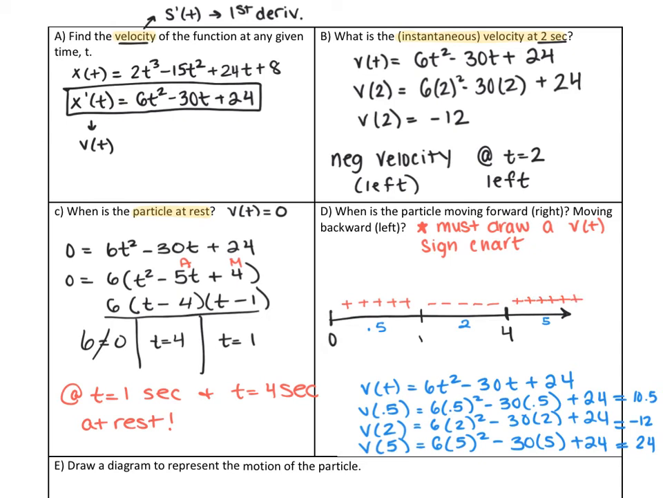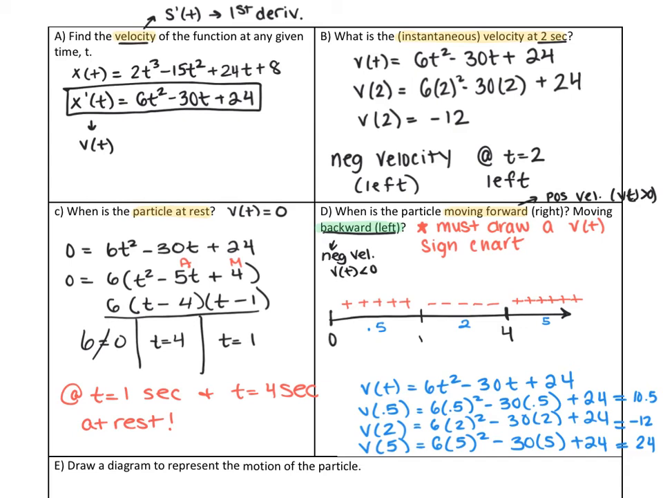So remember, positive velocity means moving forward. Negative velocity means moving left. So if we need to write that, moving forward is when v of t, so positive velocity, when v of t is greater than 0. Moving left is a negative velocity, or when v of t is less than 0.